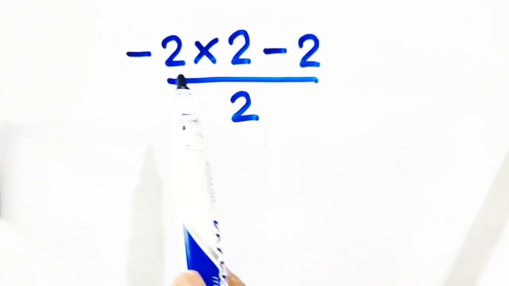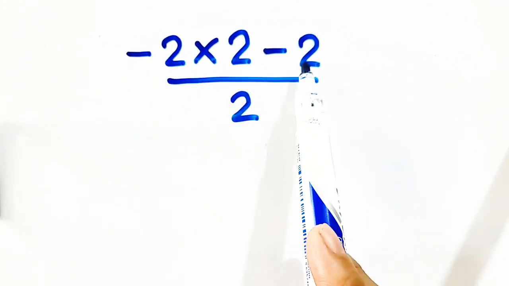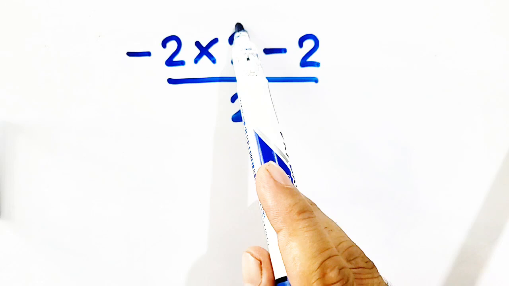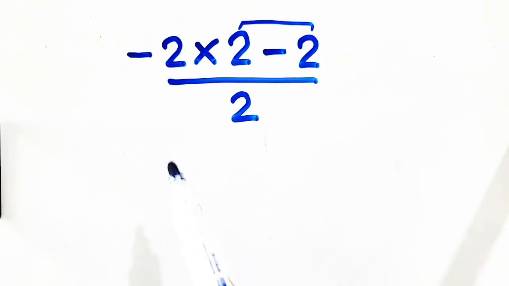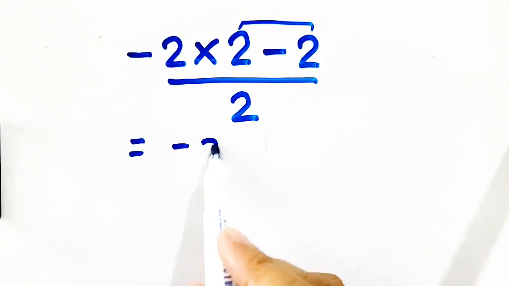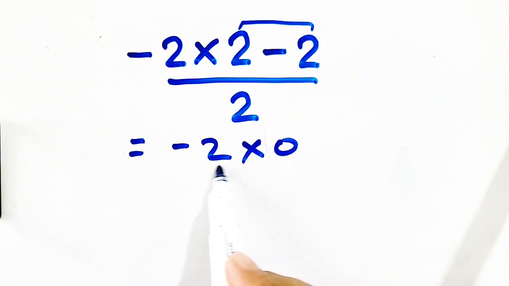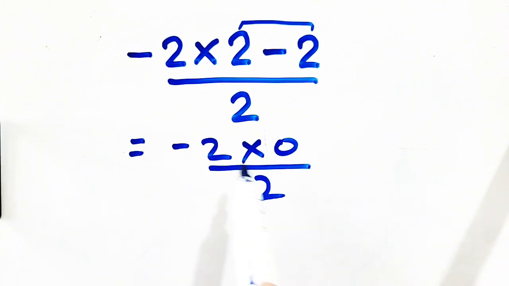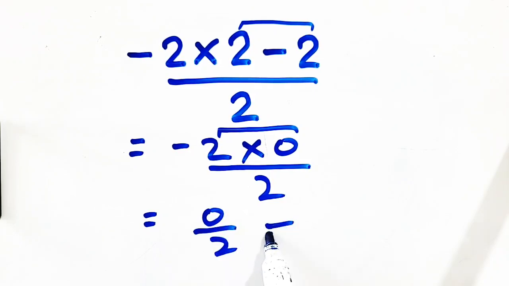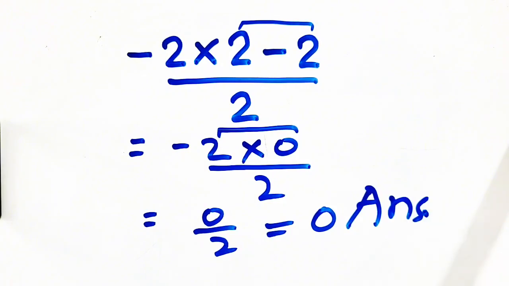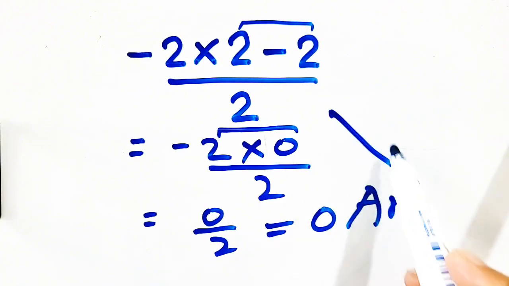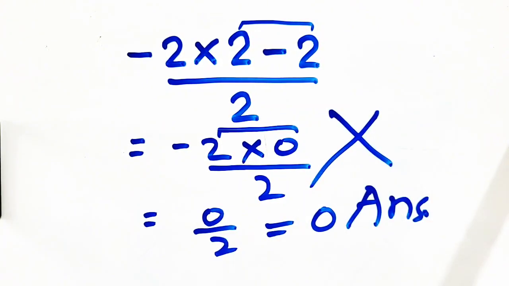Hello, my question to you is: minus 2 times 2 minus 2 divided by 2. 2 minus 2 will be equal to 0, divided by 2. So minus 2 times 0 is equal to 0, divided by 2, which will be equal to 0. Hence, 0 will be our answer. But remember that it is wrong.